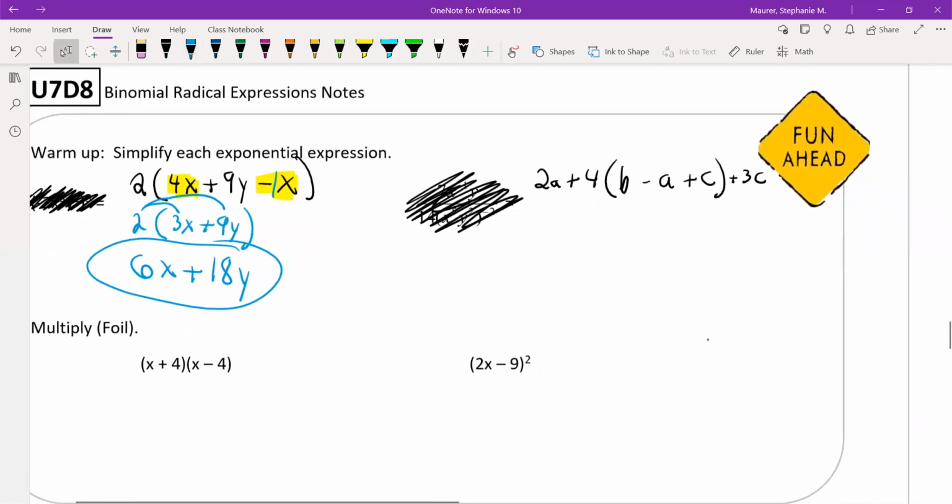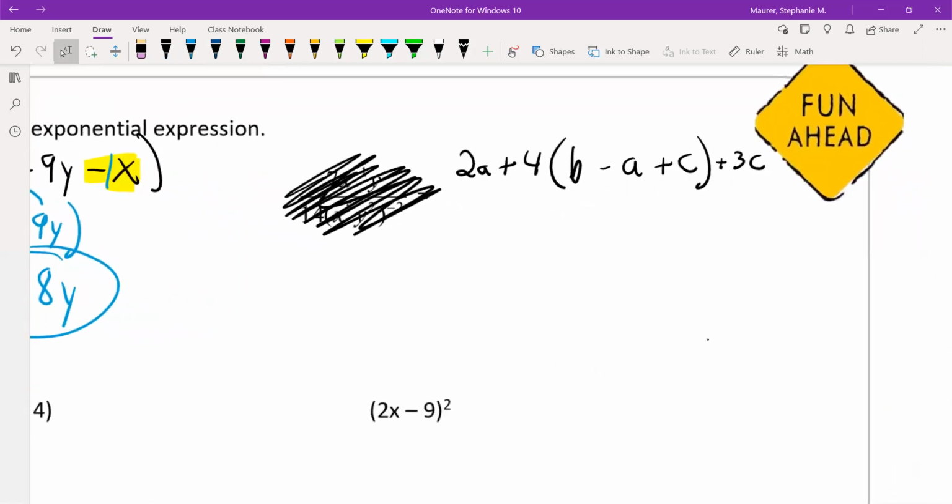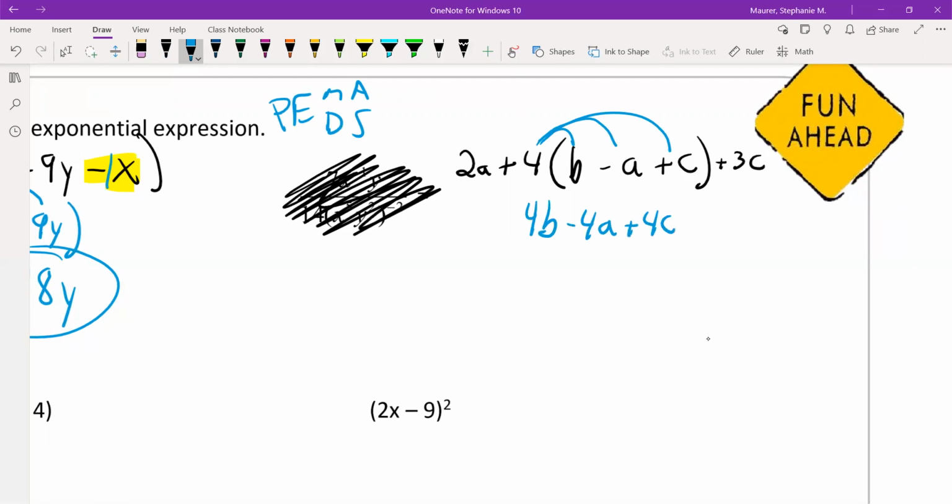Let's take a look at the second problem I wrote for you guys. This one's a little bit longer, but it's pretty much the same math. We're dealing with a lot of a's, b's, and c's. Looking at the parentheses, there's not much I can do. Please remember PEMDAS. So we should do parentheses first, which there's not much we can do. Exponents, which there are none. Multiplication and division. So we do actually have some multiplication happening here. So we can do this and make it a 4b minus 4a plus 4c. And then on the end, we still have that plus 3c, and out front, we have that 2a.